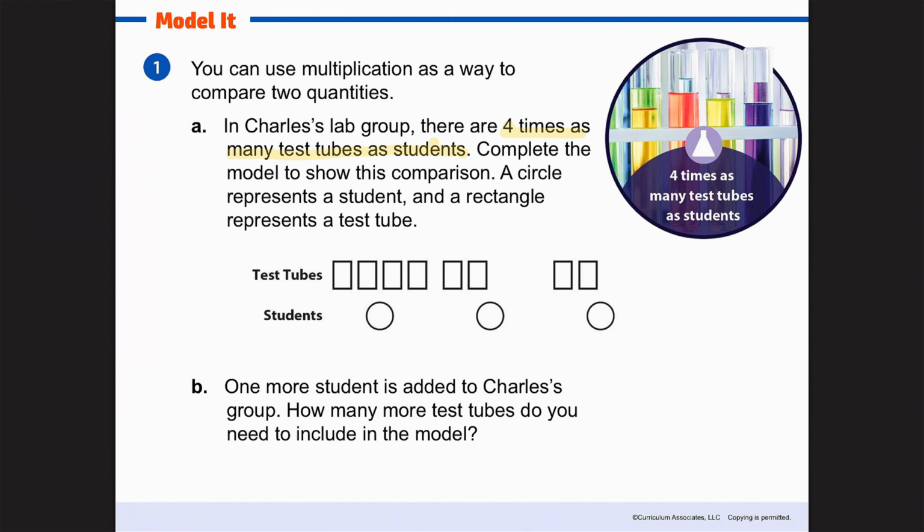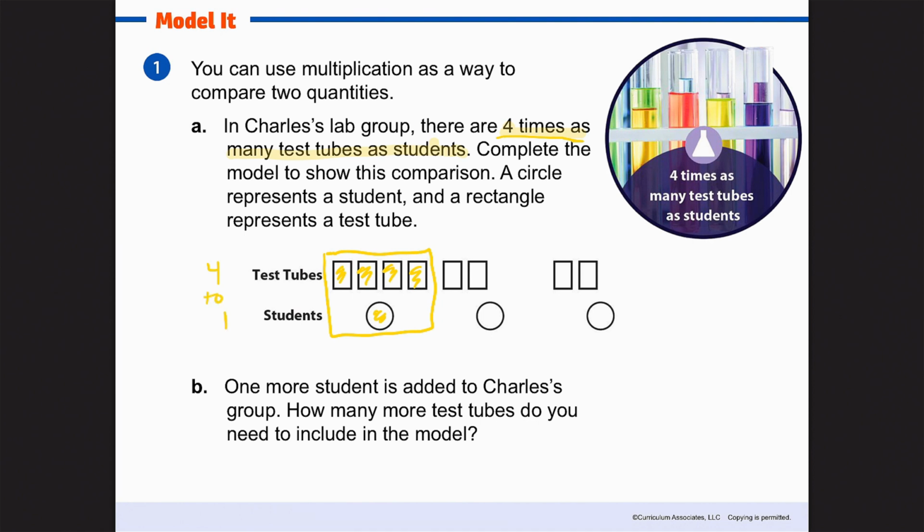Complete the model to show the comparison. A circle represents a student and a rectangle represents a test tube. So here we can see that same ratio. There are 4 times as many test tubes. So 1, 2, 3, 4. And then there's a student. So that's my complete ratio is 4 to 1.